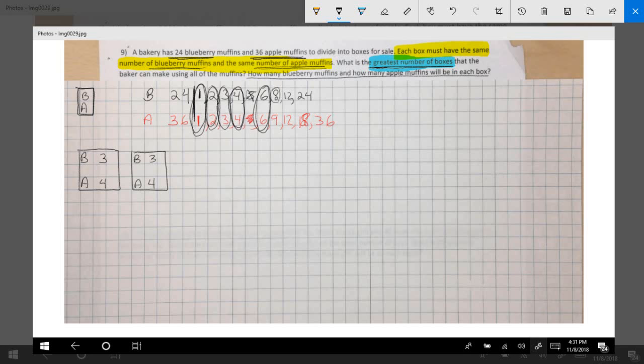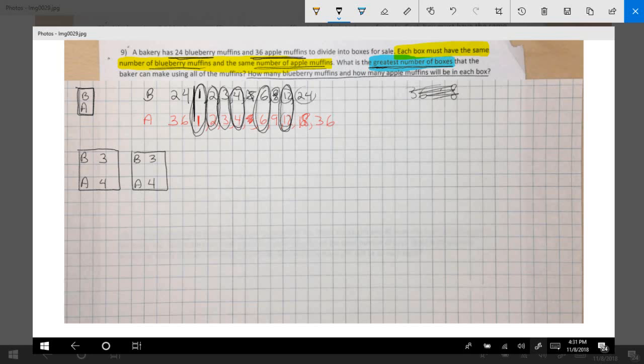Why could I not do 8 boxes of muffins? Well, because my apple muffins, 36, I can't divide that by 8, so that's not going to work. So 8's not going to work. How about 12? I see 12 here, 12 here. Okay, 12 will work. Now, I'm getting a little sloppy. I'm experimenting with this new writing on the screen deal, so you guys are going to have to let me know how this looks.